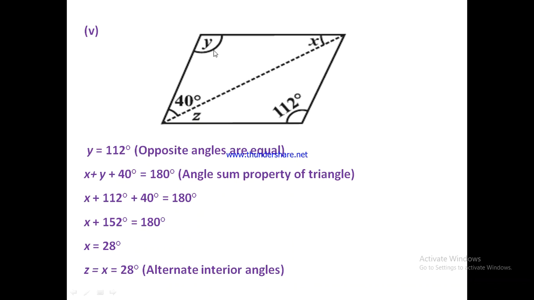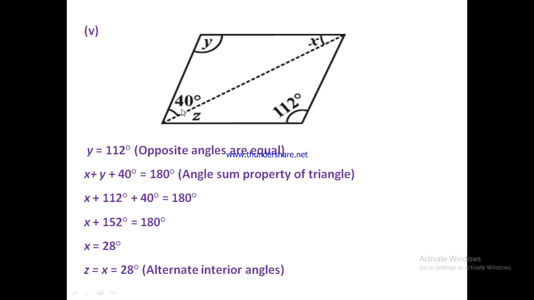as we can see that y is opposite angle of 112 degree, and we know that opposite angles of a parallelogram are equal. So y will be also 112 degree. Now we have value of y, 112 degree.